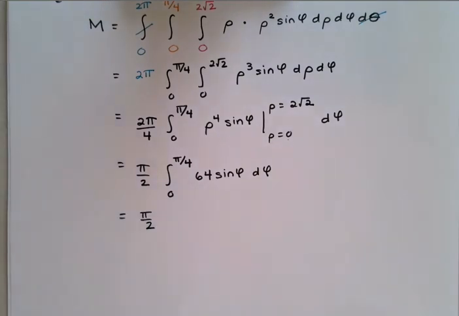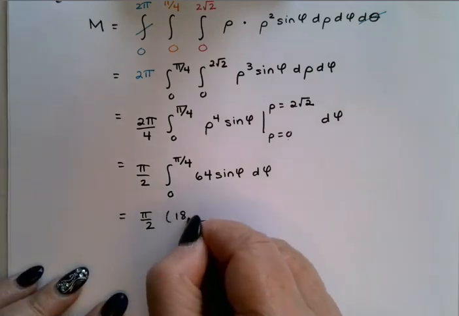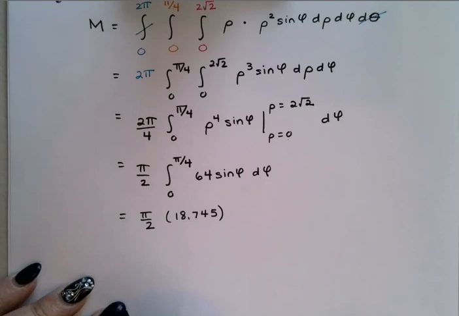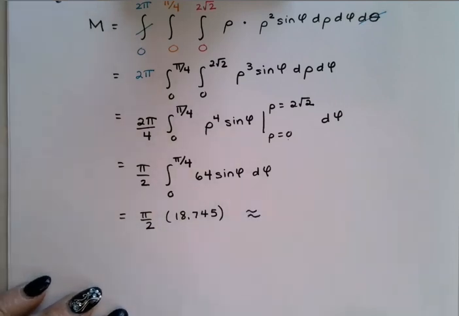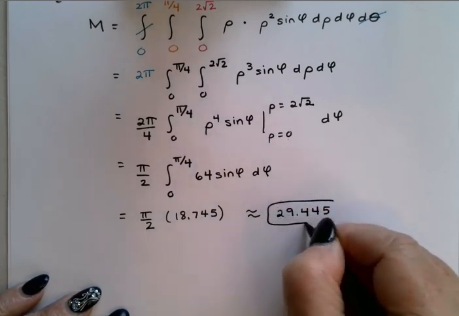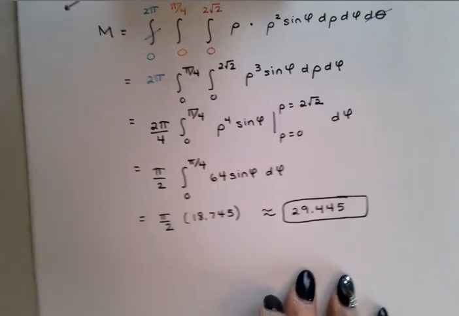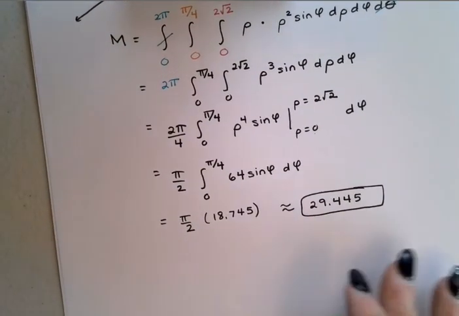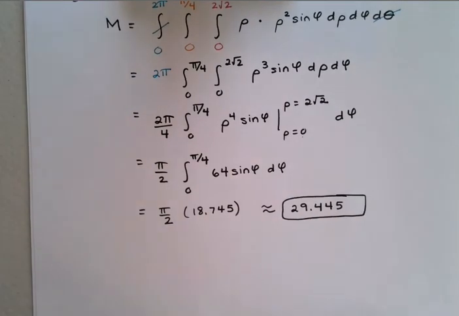And if I do that integral on the calculator, let's see, I can't remember if I did that or not. I did. That turned out to be 18.745, approximately. And then when I multiplied it by the pi over 2, I got a final answer of 29.445. And I can't remember here, they just gave us a density function, no units, so we're stuck with that as an answer. I don't have any units to put on it. All right, we will pause there and come back for one last example in the last video for this section.